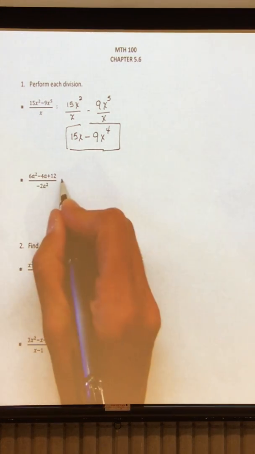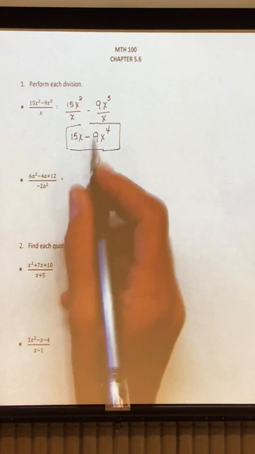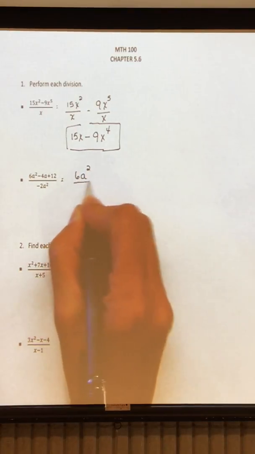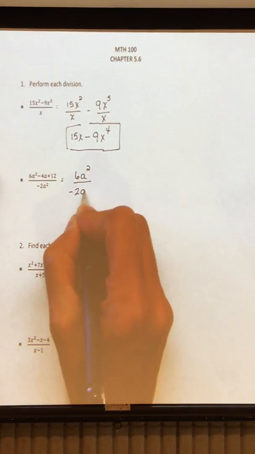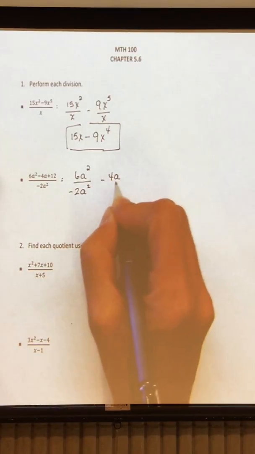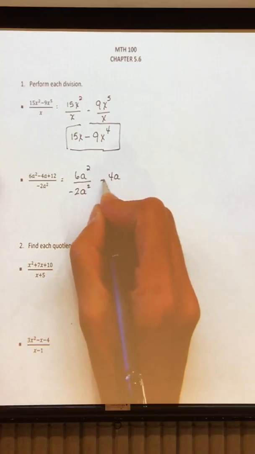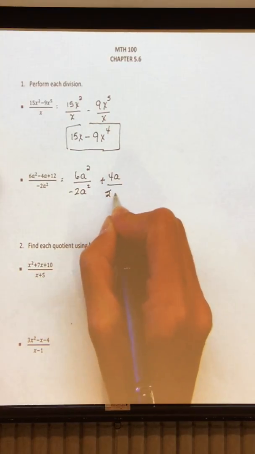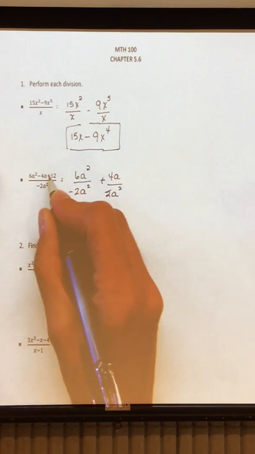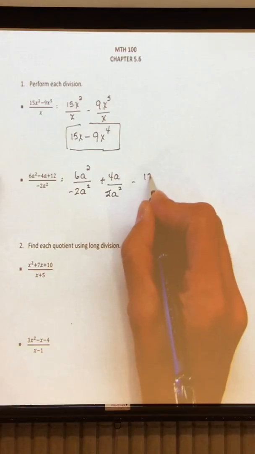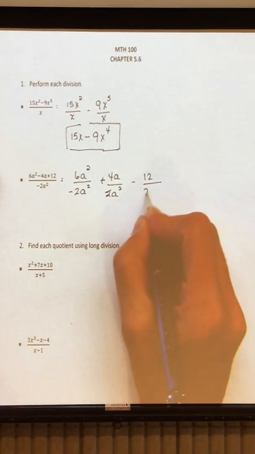The next one, again, we take each term of the numerator and divide that by the denominator. So 6a squared divided by negative 2a squared minus 4a divided by negative 2a squared. Again, we have a negative divided by negative, so let's just make that positive. And we have a positive divided by negative, so it's a negative 12 divided by 2a squared.